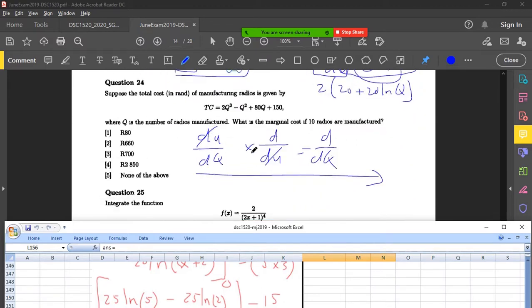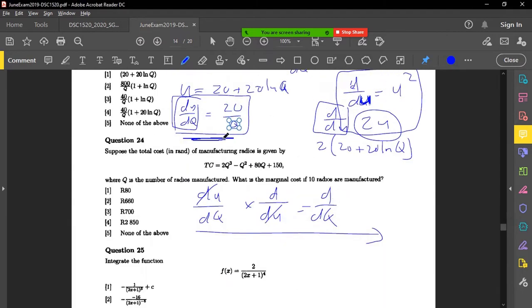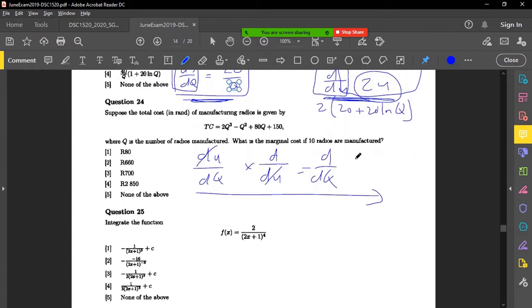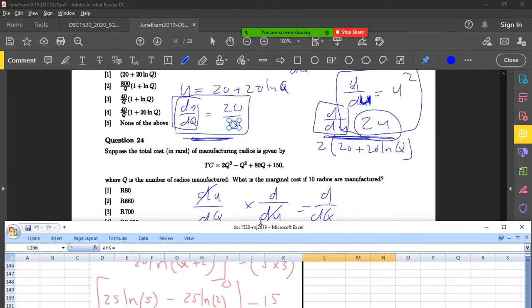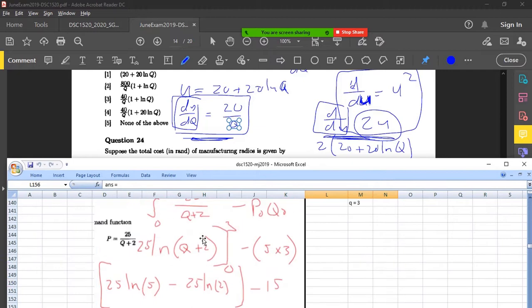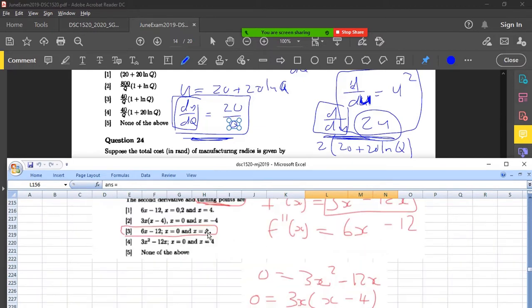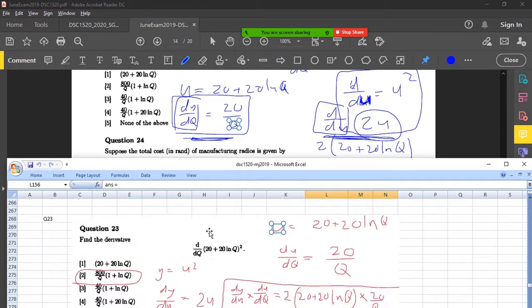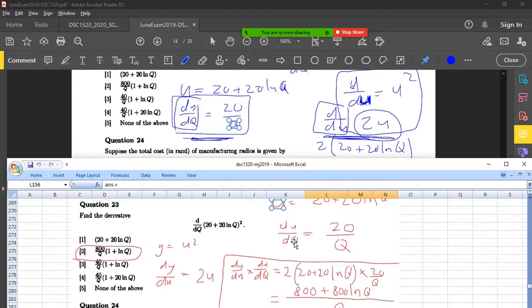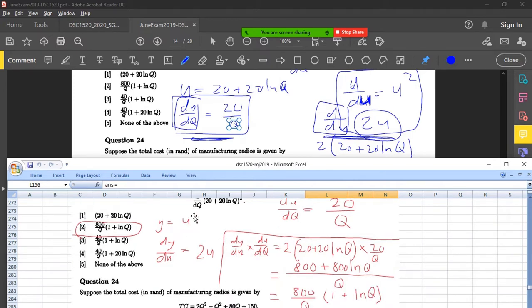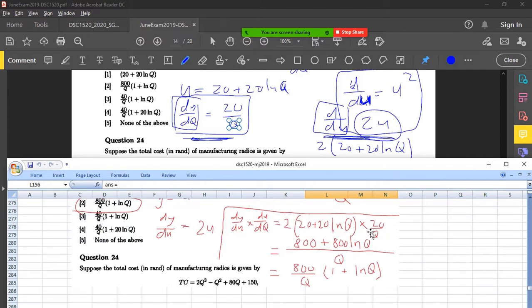du over dq times d over du equals d over dq. So you're taking this and multiplying it by that, and if you do that, you're going to get the right option. This is question 23. Yeah, there's the u substitution. There's the du over dq. There's the u squared, so there's the 2u. And I just multiply there.